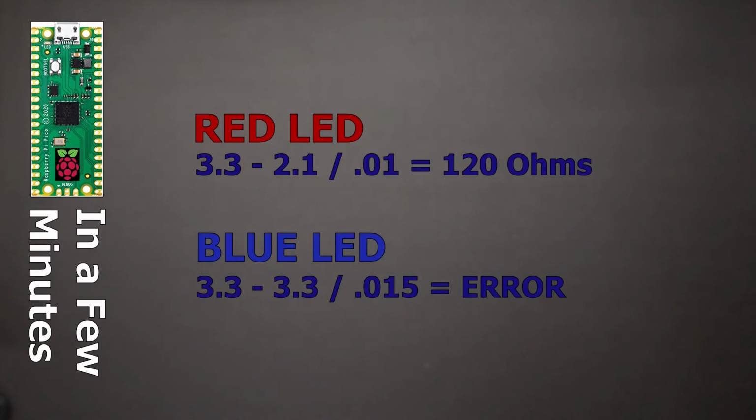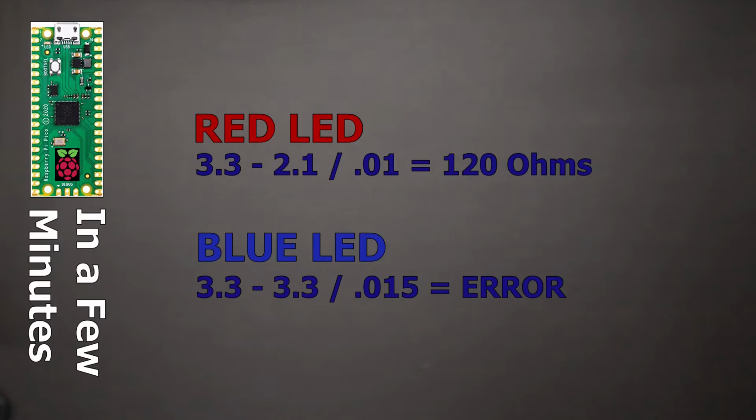Now for blue LEDs, the forward voltage is 3.3 volts. Interestingly, that's also our supply voltage. So how do we work that? Because if I take 3.3 minus 3.3, we end up with 0, and that divided by 0.015 isn't going to give you a useful value. So how do we deal with that?